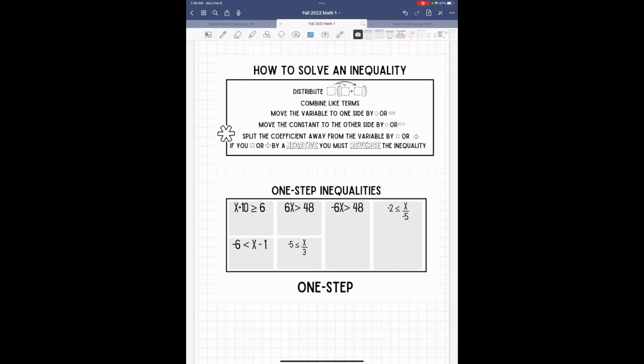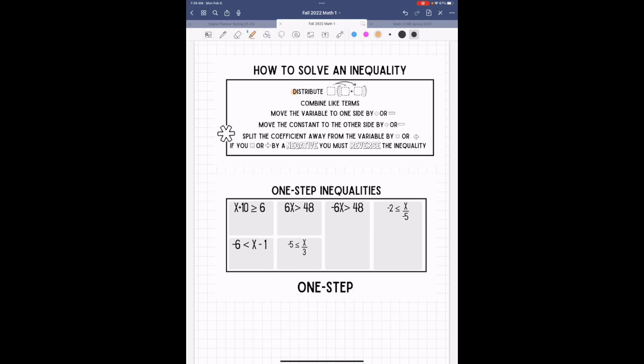All right, in this video, we're going to learn how to solve one and two-step inequalities. Solving inequalities is the exact same as solving an equation. The only difference is that when you divide by or multiply by negative, you're going to have to reverse the inequality sign.